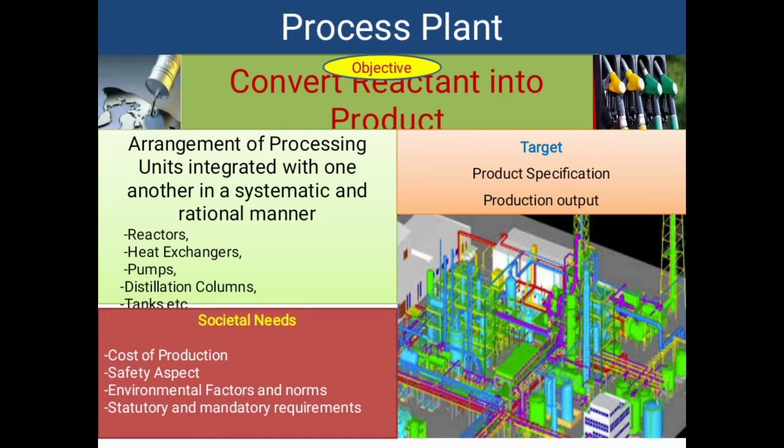Achieving the target is not the only motto, our only objective. Along with this target, you have to consider some societal needs. That is the primary objective of any engineer. An engineer should be able to apply scientific knowledge in accordance with societal needs. So what are societal needs?